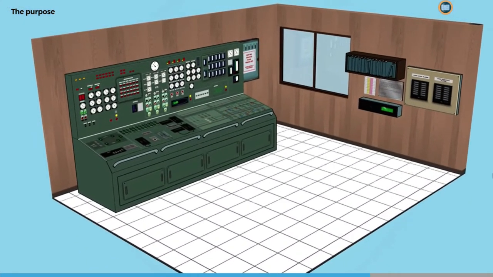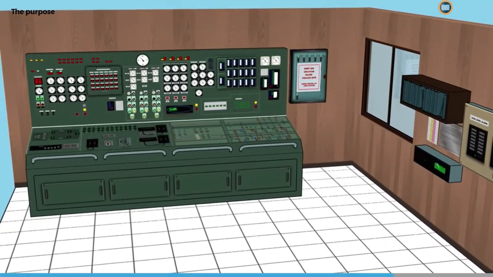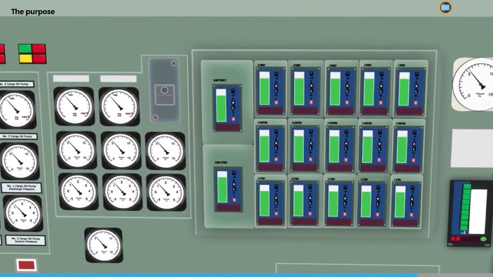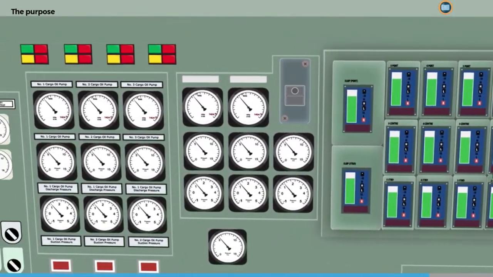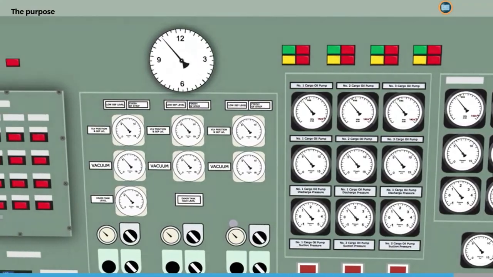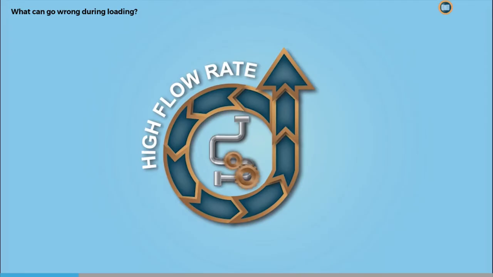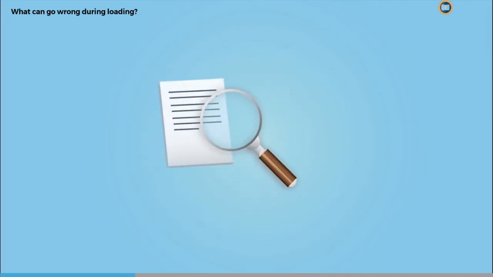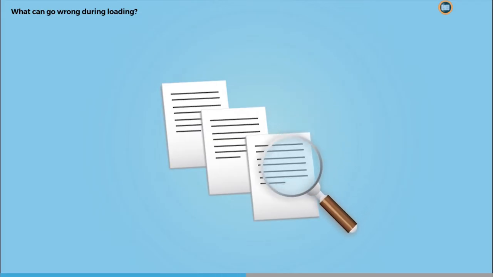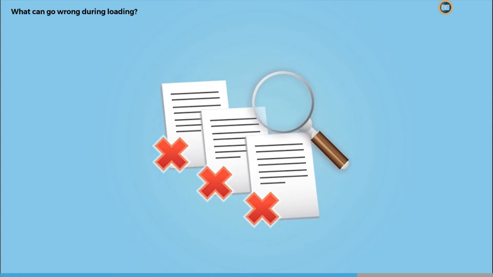Throughout, we'll use this cargo control console to indicate what you need to monitor during the loading operation. We're also going to look at the practical aspects of controlling flow rates so that you can play your part in a safer, more efficient loading operation. Considering the high flow rates that can be reached during loading operations, things can go seriously wrong if the operation is not properly monitored and controlled. Let's have a look at some of these issues.